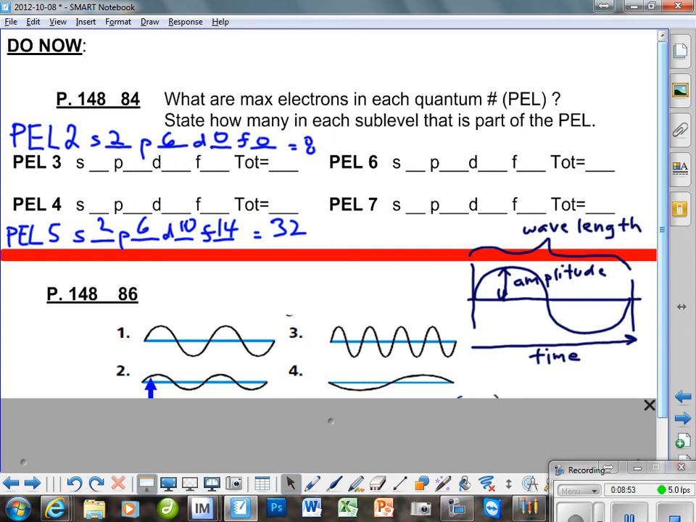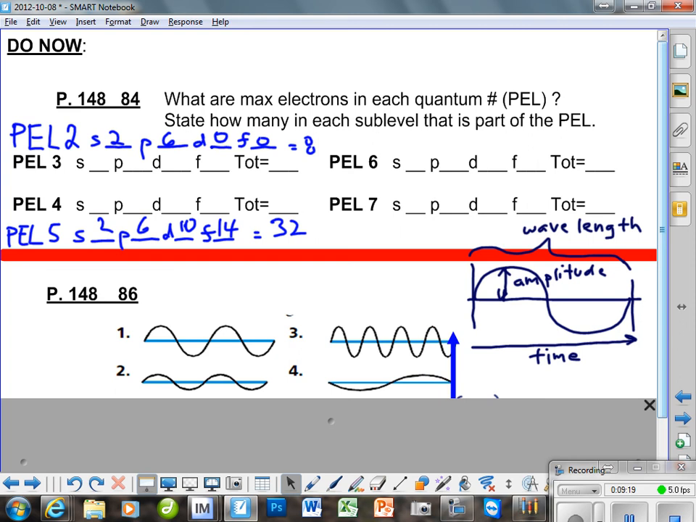Now how about this one? How many waves do we have in this period of time? 2. Why does it look so different? What's changed? The altitude, which we call the amplitude. So the amplitude is smaller on this one than it is on this one. So smaller amplitude, but same wavelength.